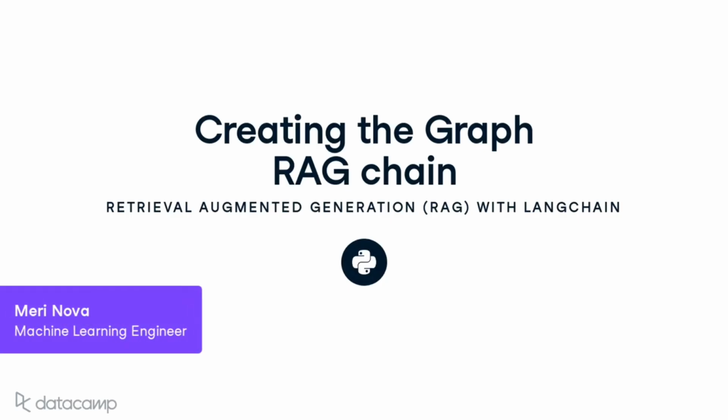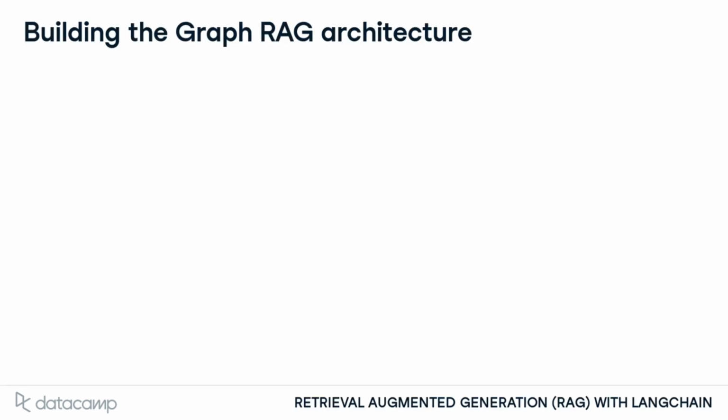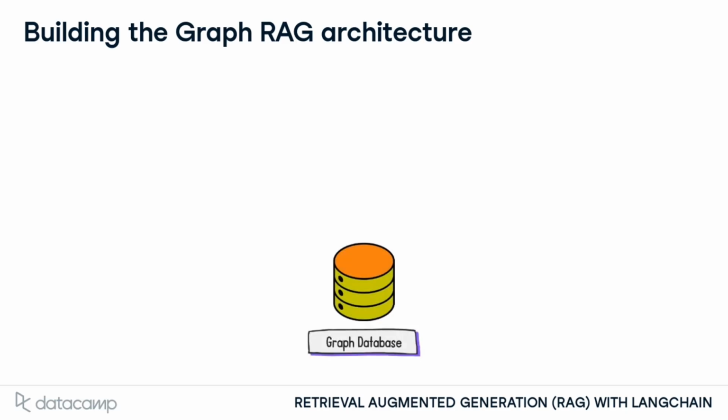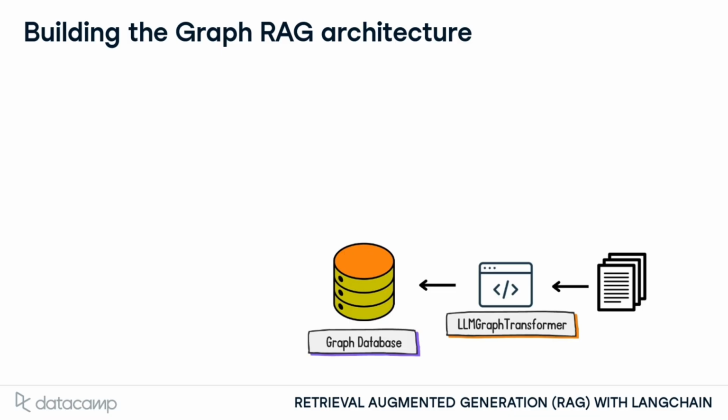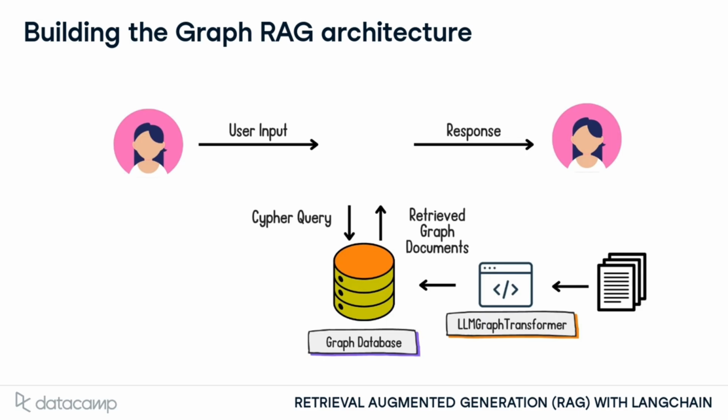Now that we've created our graph documents, stored them, and queried them using Cypher, let's bring everything together to create a graph RAG chain with LangChain. Let's start to put together a graph RAG architecture using what we know so far. We have our Neo4j graph database, which we've populated with graph documents by using LLMs to infer the nodes and relationships. We also know that our application will require a user input, and that Cypher is required to query the Neo4j database and return the relevant documents.